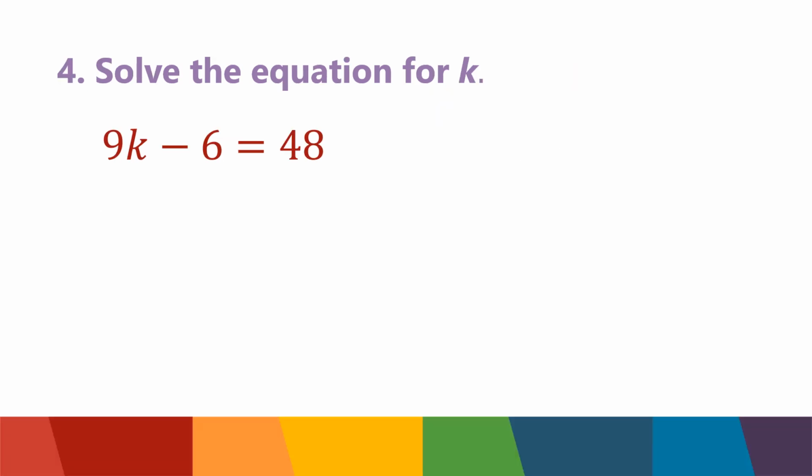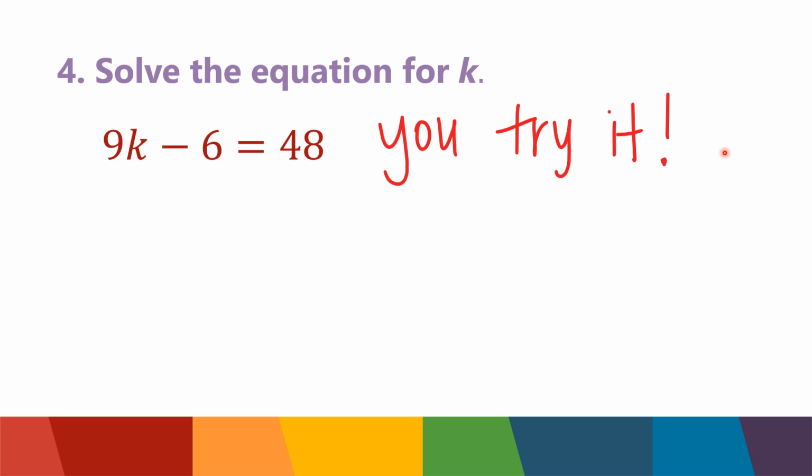Now this one's actually very similar to the solve the equation example we did earlier. But this one says solve the equation for k, so different variable, and it's 9k minus 6 equals 48. All right, so what do you think we should do first? I want you to try this one. It's very similar to the one we did earlier, so you can take a look at that one if you need some direction.